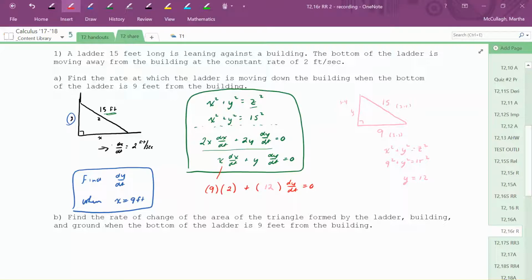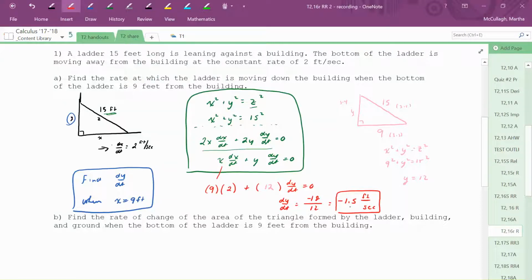So I've got dy/dt equals negative 9 times 2 over 12, which equals negative 1.5. And I need some units. The length of y is measured in feet. The unit of time is seconds. So dy/dt equals a negative 1.5 feet per second.